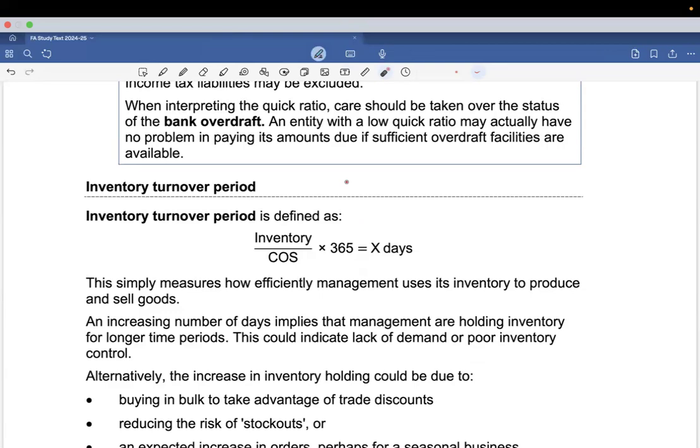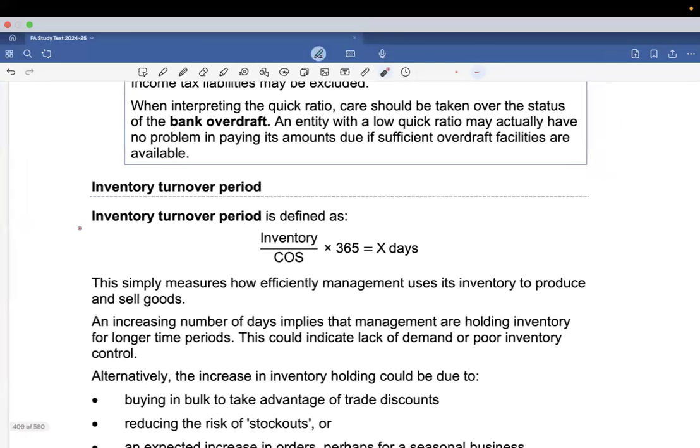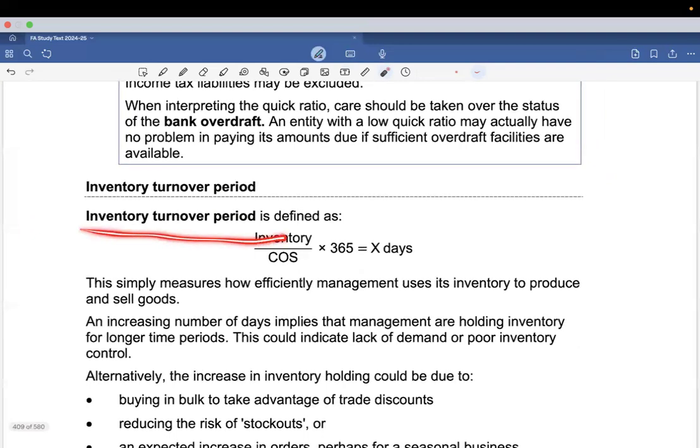In order to do that, we have an equation under inventory turnover period, which basically means the number of days it takes to convert the inventory into sales. Understood? So the equation is inventory divided by COS into 365. Whatever amount you get would be represented in terms of days. If it is 70, you're going to write it as 70 days.